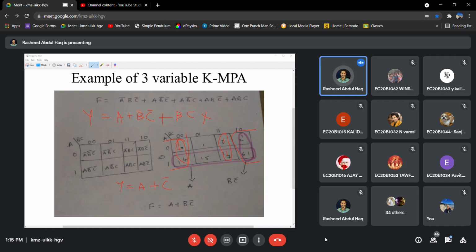Okay, any other doubts? Any other doubts? Please ask. You can clarify your doubts because this is a very important topic. KMAP is a very important topic. So please clarify your doubts.